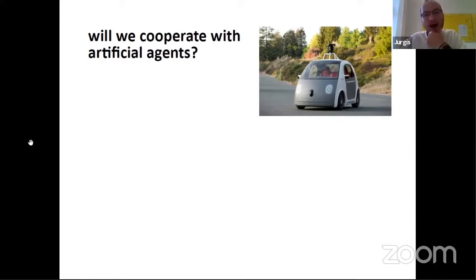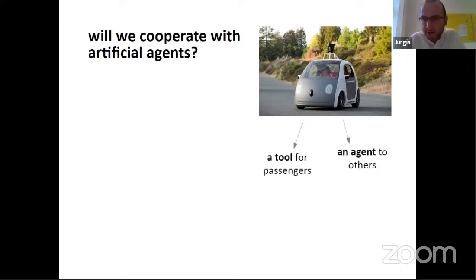Differently from our other uses of intelligent machines, such as, let's say, Google Translate, a self-driving car is particularly unique because it will not be a mere tool we use to perform specific tasks for us. A robo-taxi will be a tool for passengers who use it as a means of transportation, but it will also be an autonomous agent with whom other human drivers, cyclists, and pedestrians will be negotiating traffic on the road.